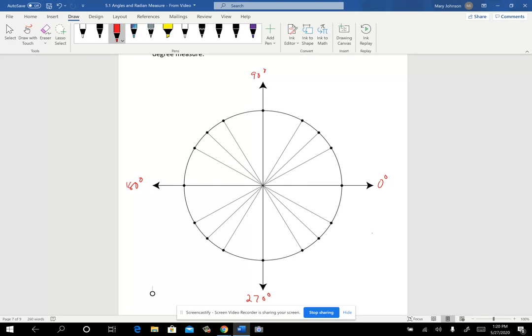Let's go ahead and do the halfway in between each of those. So then wouldn't this one be halfway? So that'd be 45 degrees. This would be halfway between 90 and 180. It'd be 90 and an additional 45. So that'd be 135 degrees, right? And then here would be 180 and 45. So that would be 225 degrees. And then this one would be 270 and 45. So this would be 315 degrees.